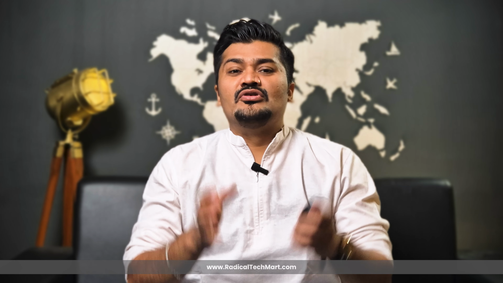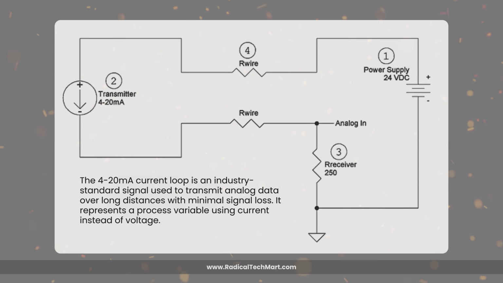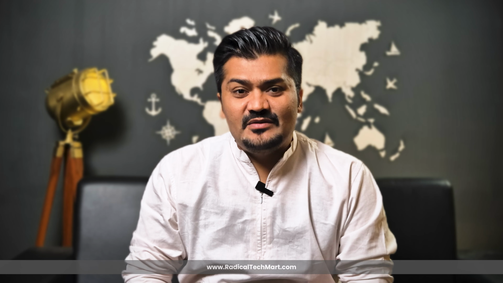Now, the third signal is the 4 to 20 milliampere signal. The 4 to 20 milliampere current loop is an industry standard signal used to transmit analog data over long distances with minimal signal loss. It represents a process variable using current instead of voltage.